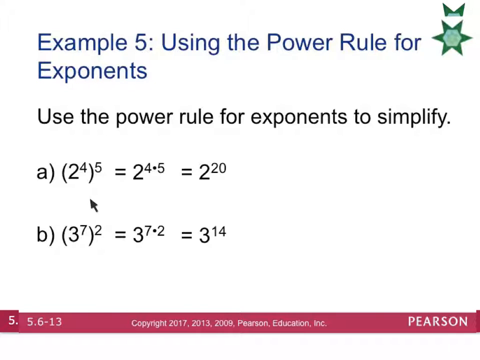Okay, so let's look at a couple examples. 2 to the 4th to the 5th is 2 to the 4 times 5, which is 2 to the 20th. Okay, a very big number. Okay, 3 to the 7th squared. Now notice in both of these cases our base is in parentheses, as it should be. Then we take 3 to the 7 times 2, which is 3 to the 14th. So that's just applying our power rule there.